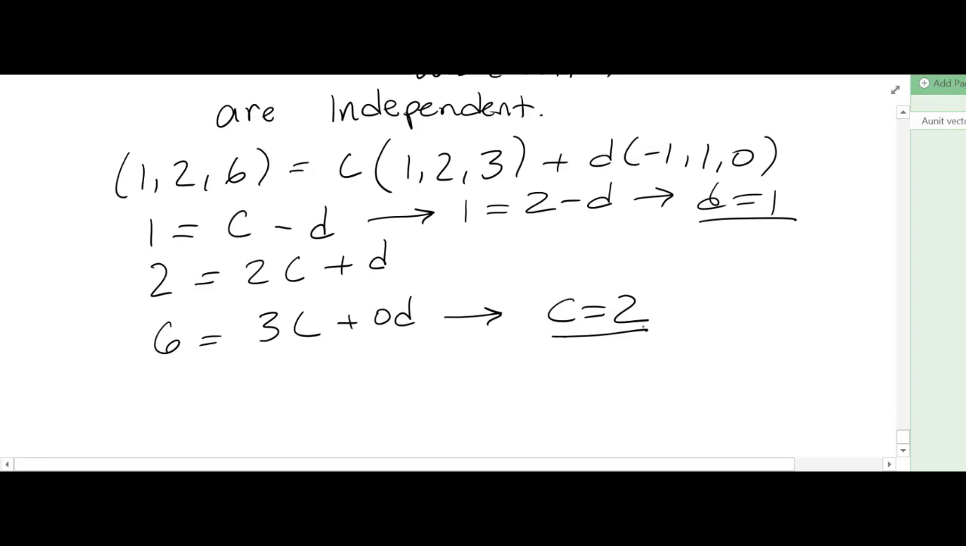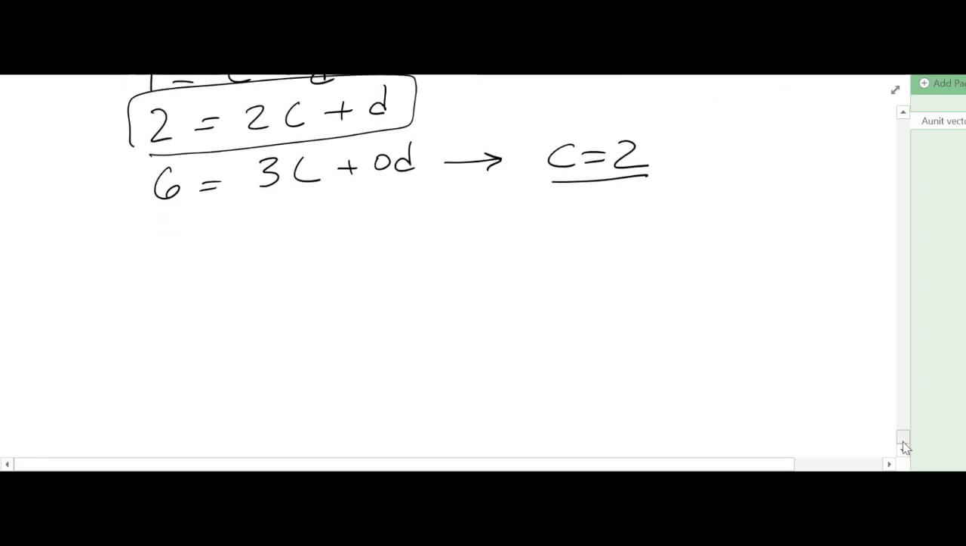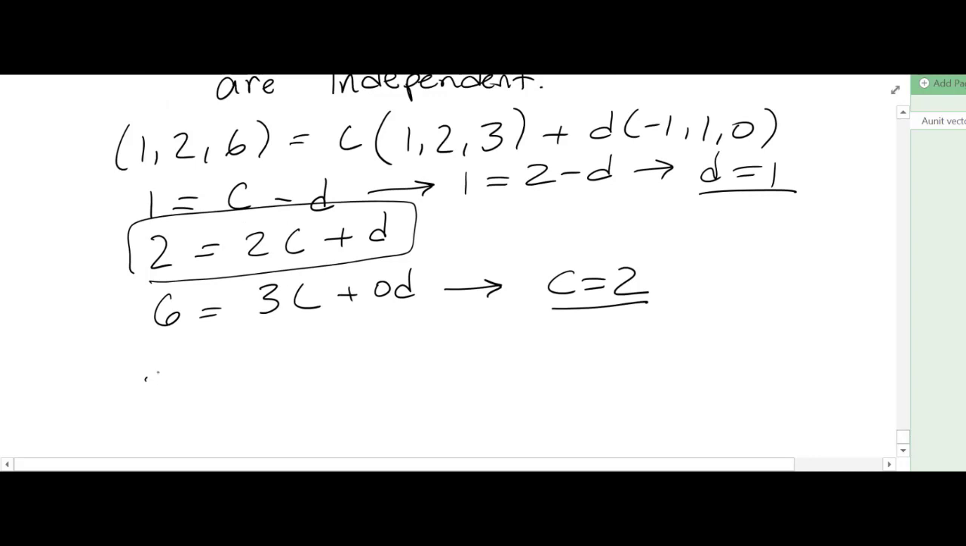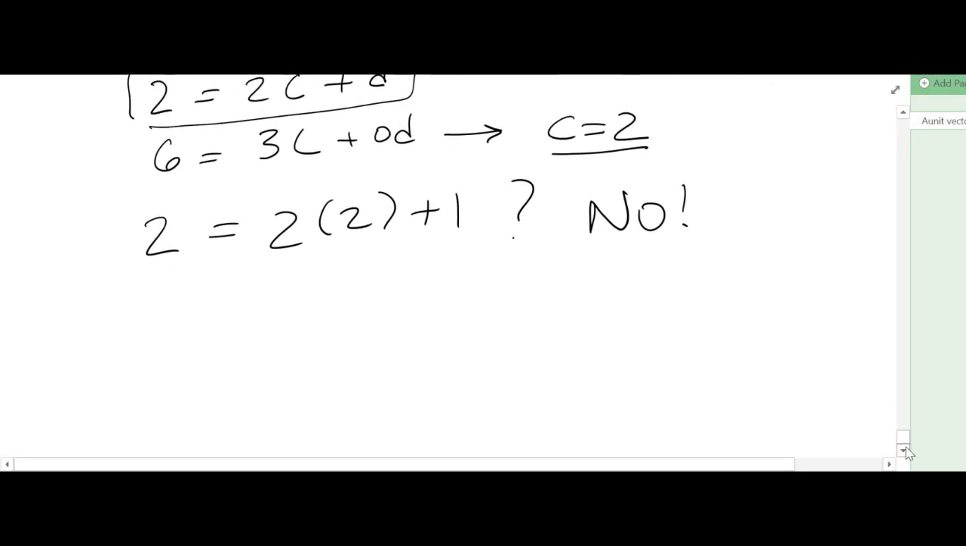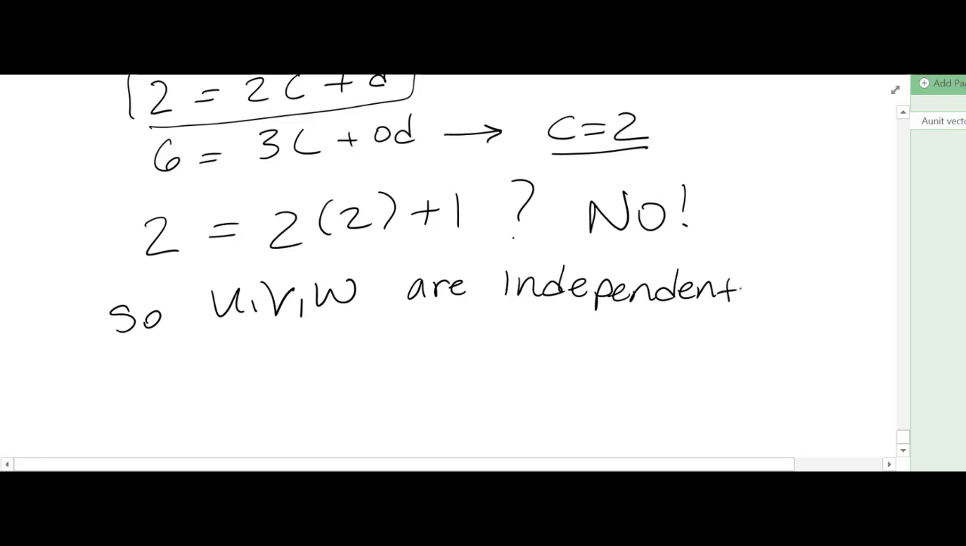So if they are dependent, then d has to be 1 and c has to be 2. So we need to check, does that satisfy the second equation? Well, probably not. So is 2 equal to 2 times 2 plus 1? No, it's not. So that means that they are independent, because u is not a linear combination of v and w.